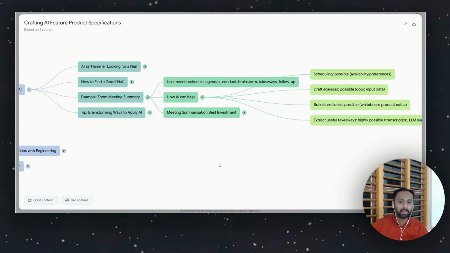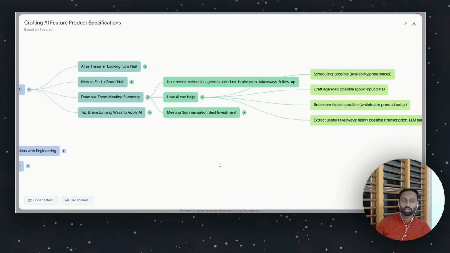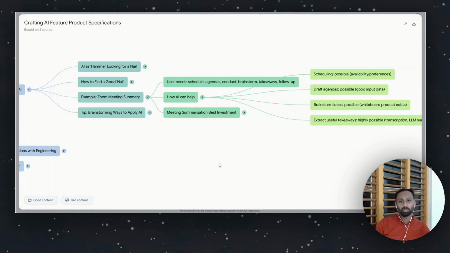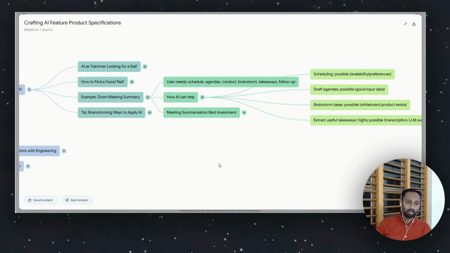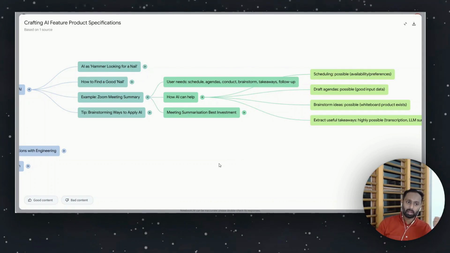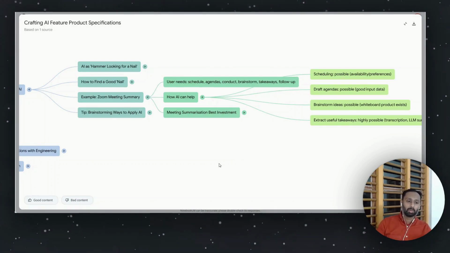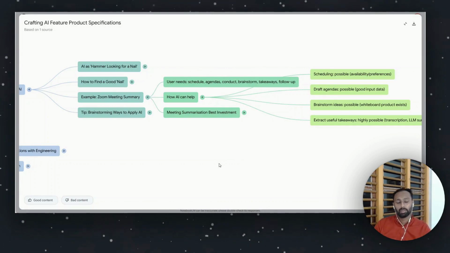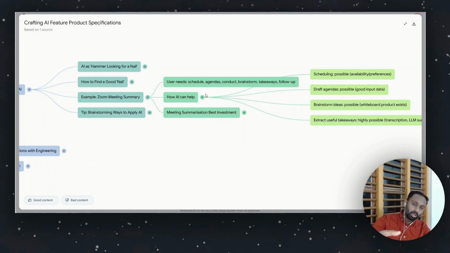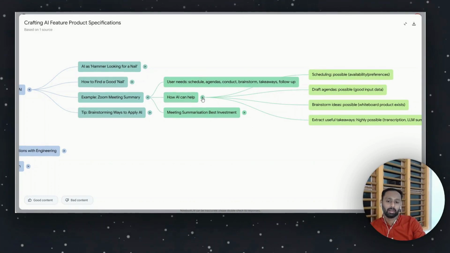And probably start writing down, hey, how can AI help in these areas, right? So take each of the workflows or map the complete user journey end to end, and then look at what problems AI could solve here. In this case, scheduling can be one of them. Drafting an agenda is possible. Brainstorming ideas is possible. Extracting useful takeaways is possible, right? So these are some of the things that you identified through the user journeys that could be solved using AI.